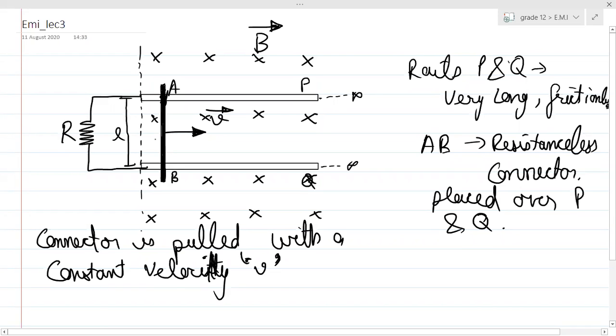So basically magnetic field lines will be cut, right? When magnetic field lines are cut, what will happen? An EMF will be generated over here, and due to EMF generation, a current will flow through this, right?